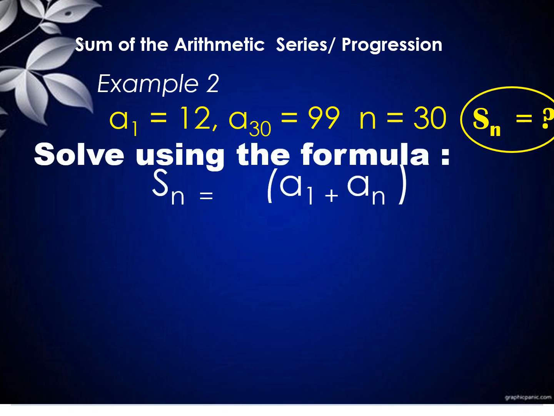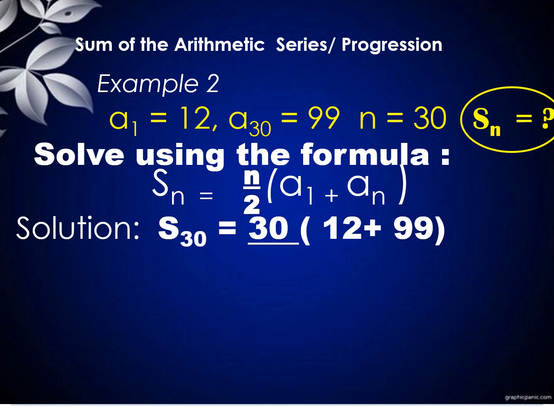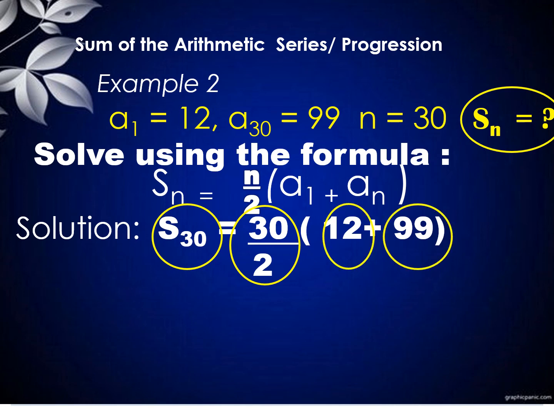Using the formula, S sub n is equal to n over 2 times the quantity a sub 1 plus a sub n. So again, a sub 1 first term, a sub n your last term. Then substitute all the values. Your S sub n will become S sub 30 kasi we have 30 terms in the sequence. Then yung numerator mo na n over 2 will become 30 over 2. Then yung first term mo is 12 and your last term is 99.